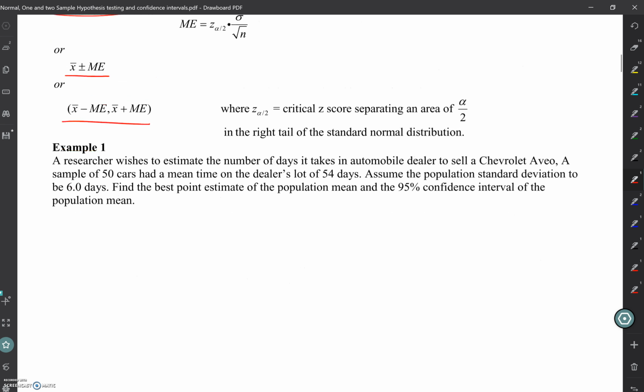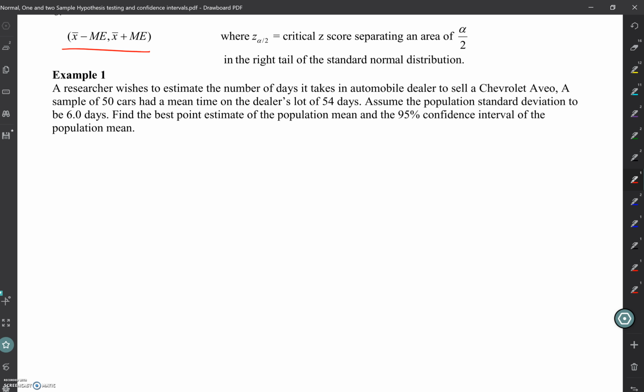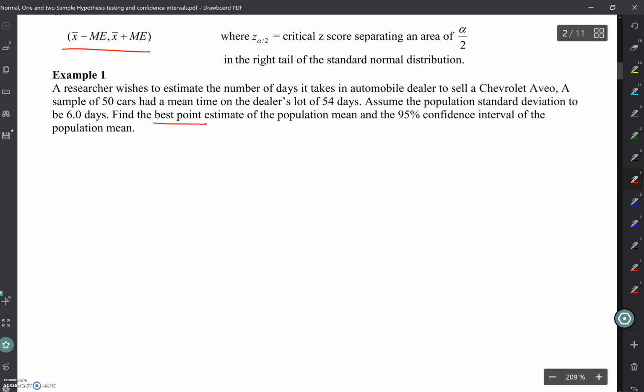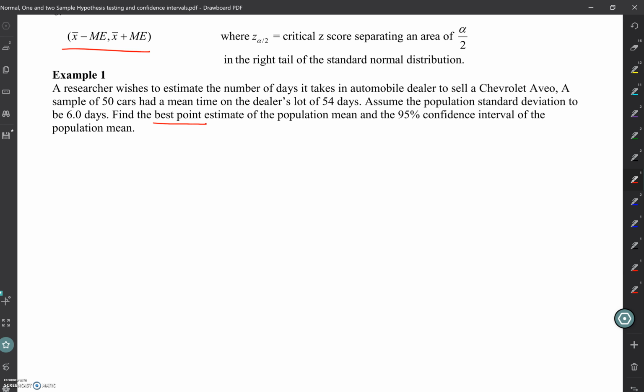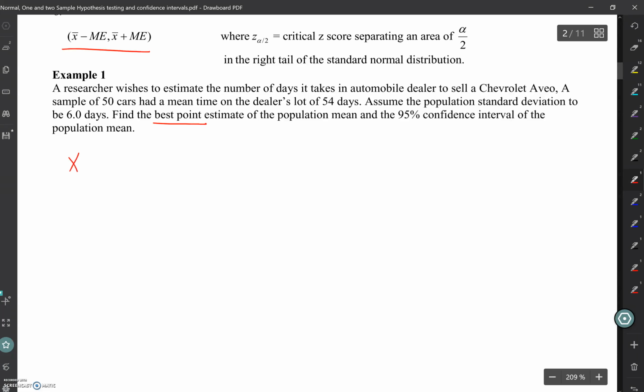Alright, so it's asking me for a couple of things, and when it says find the best point estimate, well, if we had multiple samples of 50 cars, we would go look at those variances and standard deviations and see which one's smallest. In this case, how many samples do we have? Well, we only have one sample of size 50, which means we're only going to have one point estimate, so we're going to have to use that as our best point estimate, because we don't have multiple point estimates to look at. So we're just going to have one, and that's going to be my x bar.